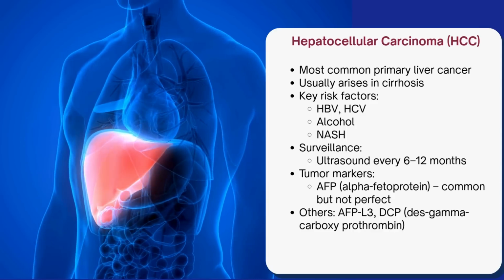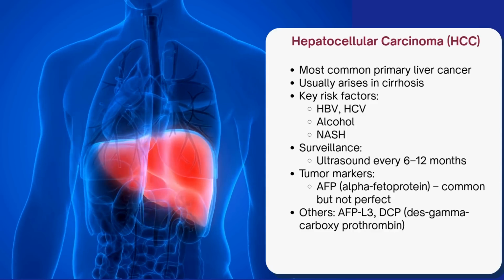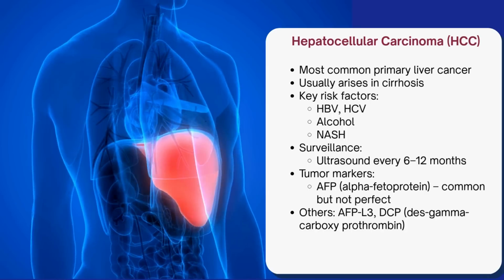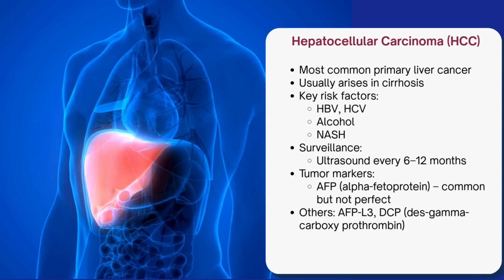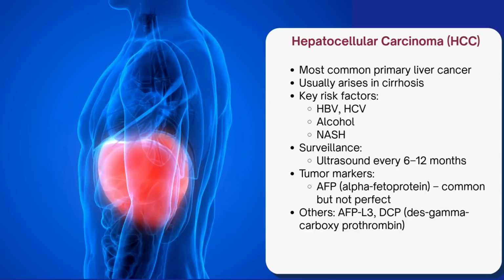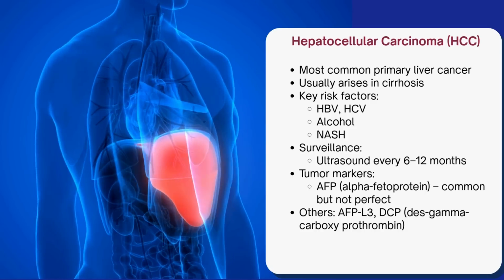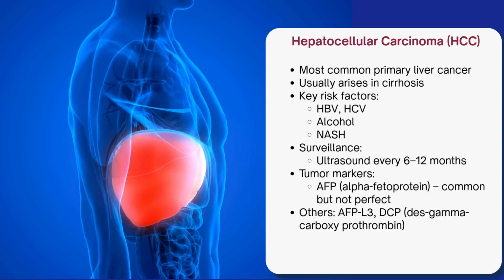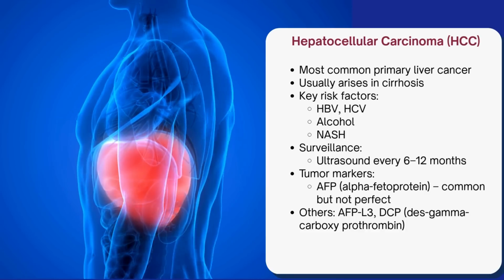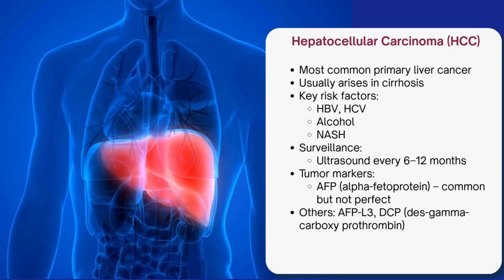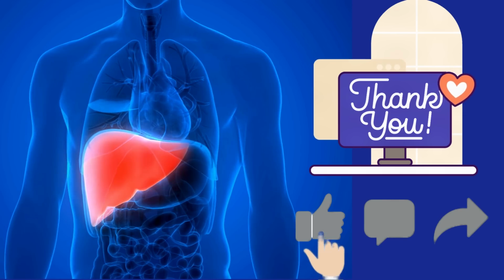Finally, let's not forget hepatocellular carcinoma, HCC, the most common primary liver cancer. It often arises in the setting of cirrhosis, particularly due to HBV, HCV, alcohol, or NASH. Surveillance with ultrasound every 6 to 12 months is key. Alpha-fetoprotein, AFP, is a commonly used tumor marker, though it has limitations. Other markers like AFP-L3 and DCP may help in some cases.